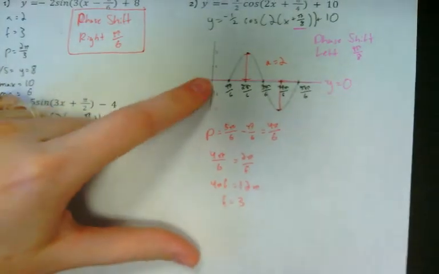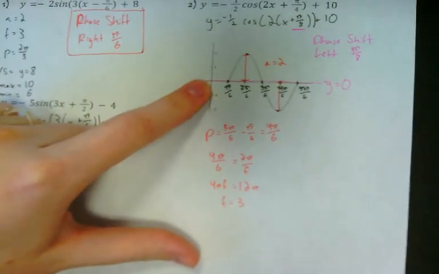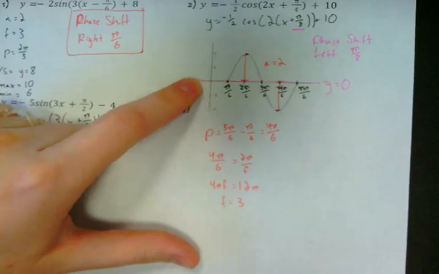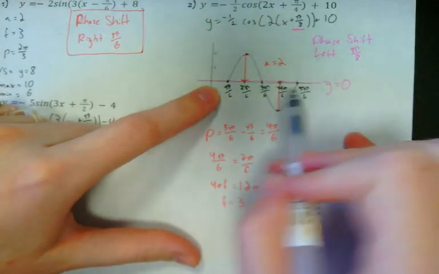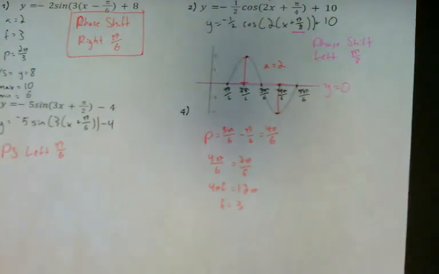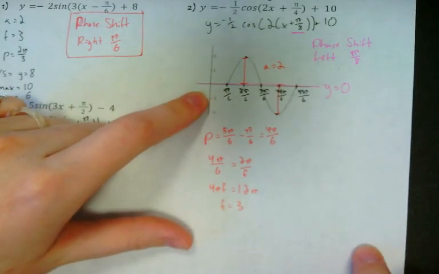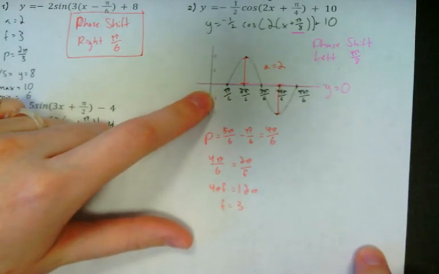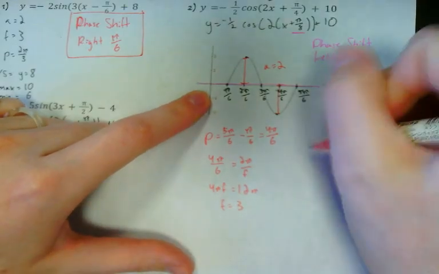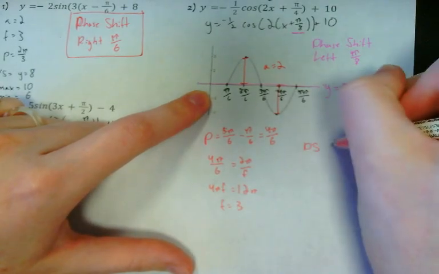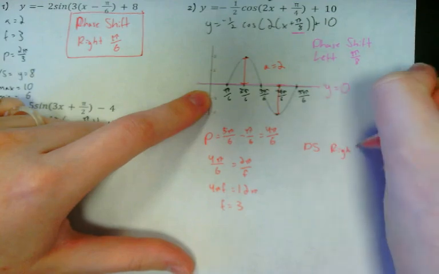So then, what kind of function do we have here? Which function? So this is my sine curve. I'm starting on my midline and ending on my midline. We usually start at 0, right? So how much was my phase shift? It was which direction? Right. My phase shift is right pi over 6.